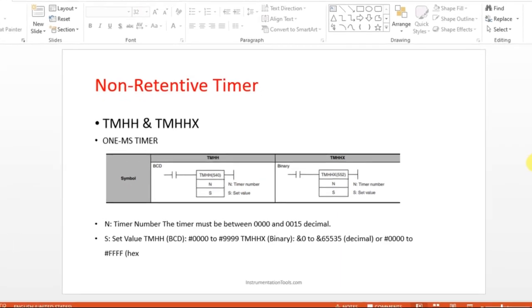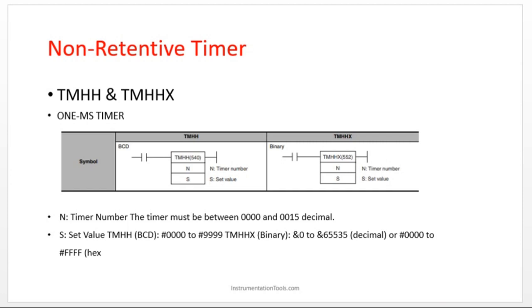In this session, we are going to see another two timer instructions in CX Programmer. These two timers are ultra high speed timers because the time delay unit is 1 millisecond. These two timers are non-retentive timers. Here you can see the timer number value should be in between these two ranges, and the set value for the normal BCD type timer is this one, and for binary is this one.